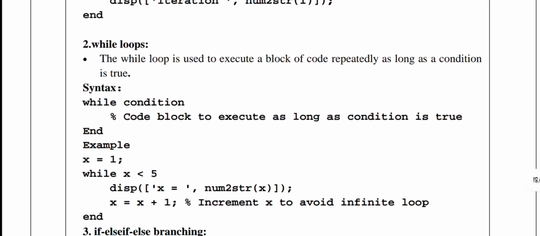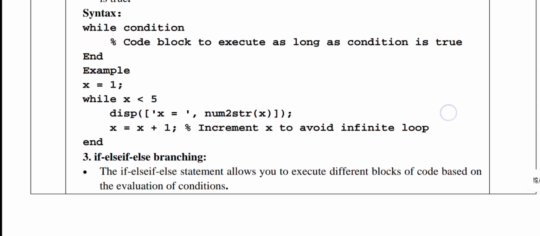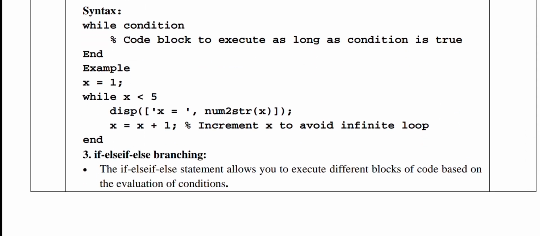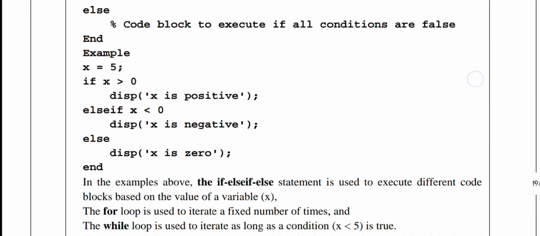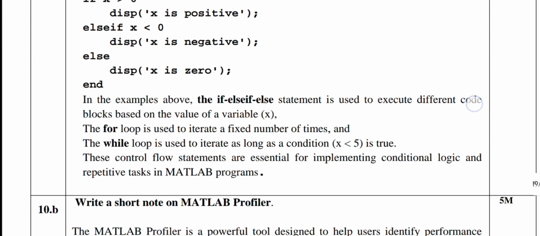Second, the while loop. The while loop is used to execute a block of code repeatedly as long as the condition is true. While condition, execution continues as long as the condition is true, then end. For example, x equals 1. Same for if-else branching: write the if-else statement and then go for the syntax. At the end, the statements are given word by word.